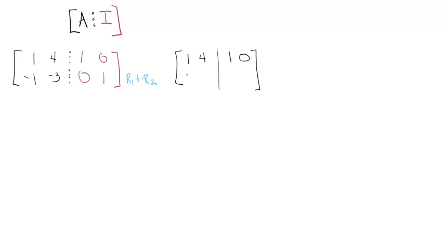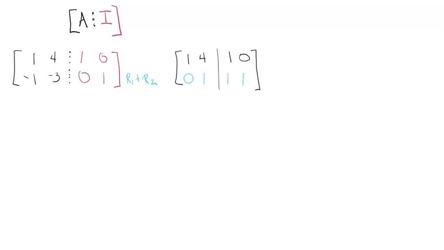So 1 plus negative 1 gives 0, and 4 plus negative 3 gives me 1, and then 1 plus 0 gives me 1, and 0 plus 1 gives me 1. So I have rewritten my second row by adding the first row to it and writing the answer down in the second row. And as you can see, the second row is what it needs to be.